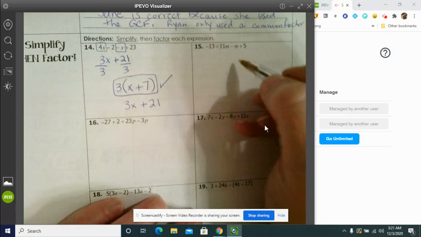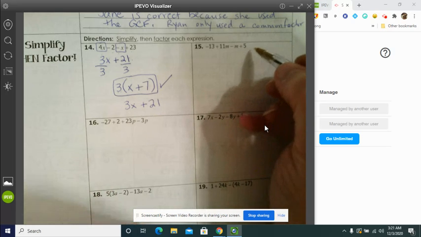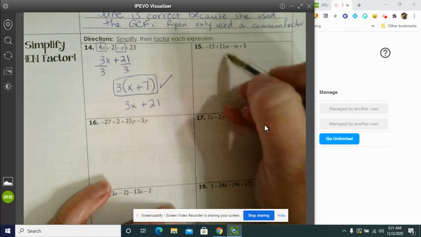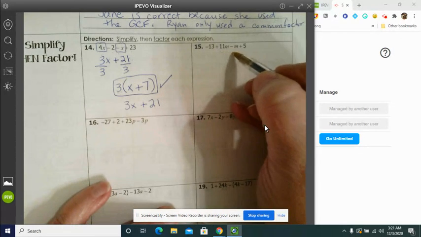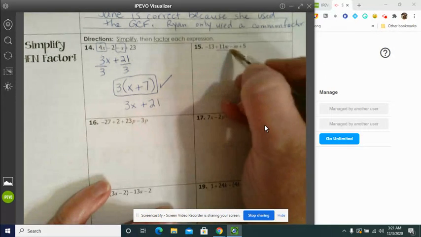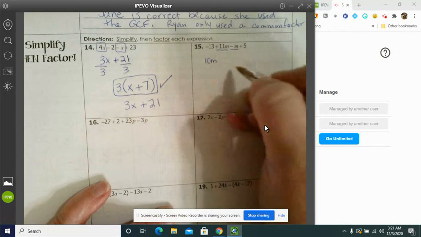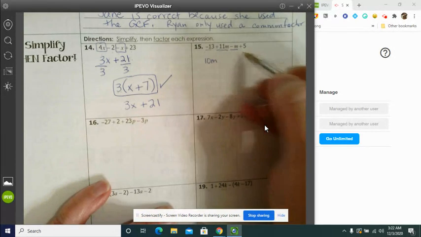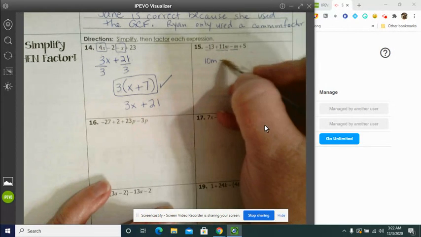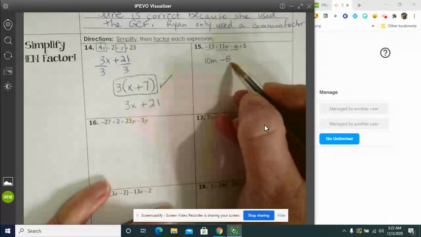Okay, so now we're going to do the same thing. We're going to combine our like terms first. So first we have our 11m and our negative 1m, and that is going to give me a positive 10m. A negative 13 and a positive 5 will give me a negative 8. So I have 10m minus 8.